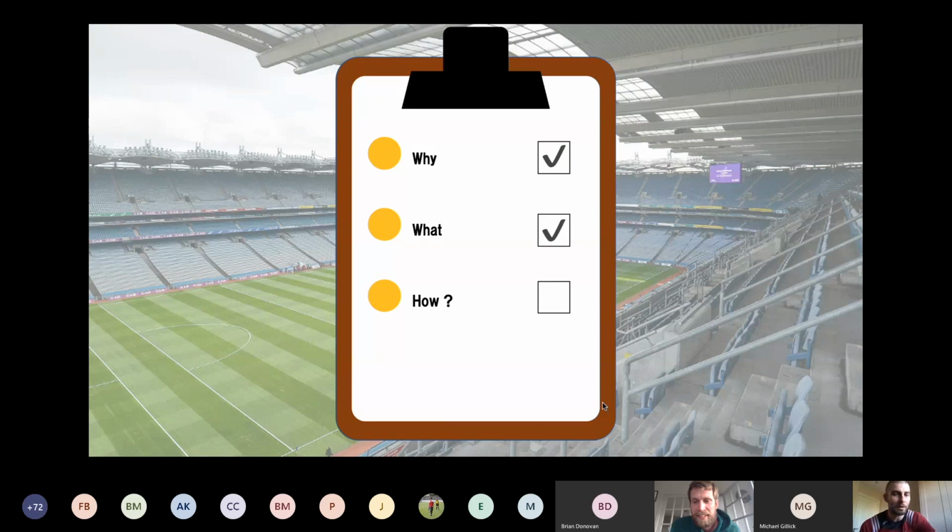Okay, excellent. So next we're going to move on to the how. This is providing guidelines and talking about some drills and activities we're going to use. The first thing we're going to talk about is the fundamental guidelines of what should be involved in building a speed session.